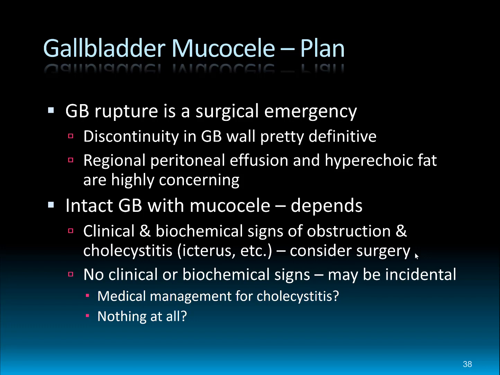A lot of times you don't see a definitive rent in the wall, but if you have evidence of a mucocele and there's peritoneal effusion around the gallbladder and hyperechoic reactive fat around the gallbladder, then you need to be really concerned that this thing's leaking and you're going to need to go to surgery.